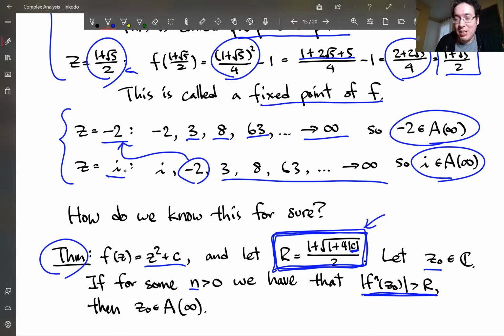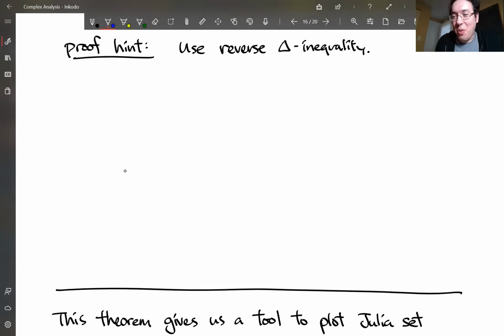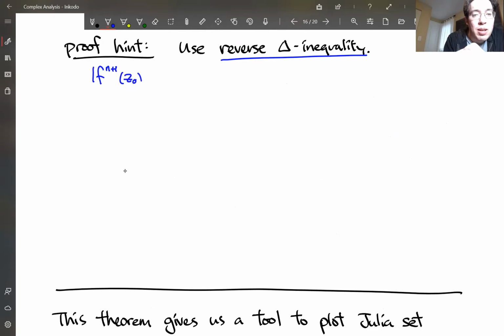So we'll try to prove it on our own without knowing the answer first, and also use the reverse triangle inequality. Basically, what I want to say is that the n plus first iterate, the modulus is going to be larger than it was for the nth step. We're going to show that the modulus has to increase. Therefore, it's past the point of no return.